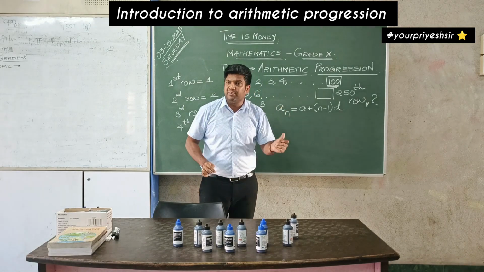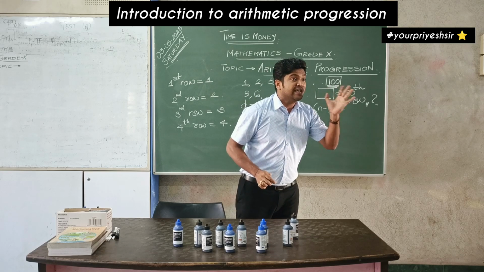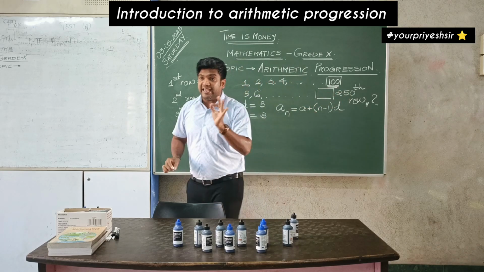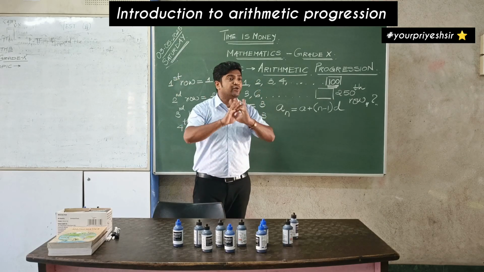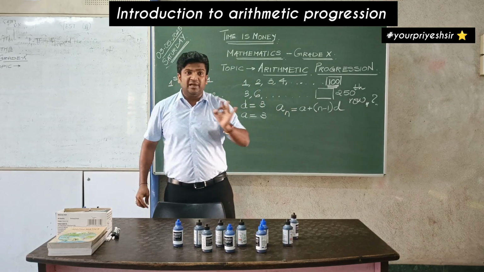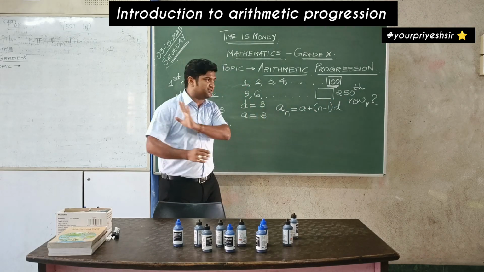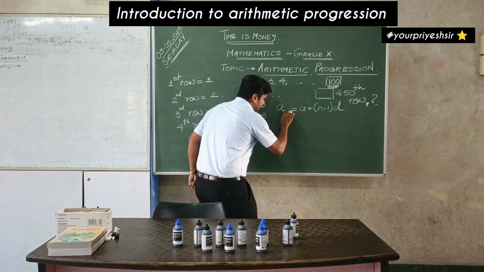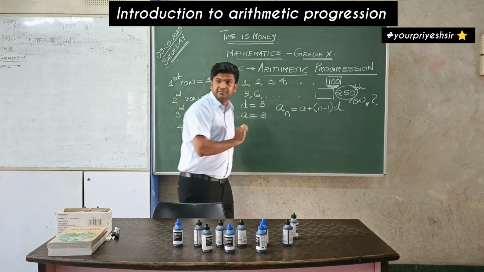AN is equal to A plus n minus 1 d. I want you to repeat this thrice. AN is equal to A plus n minus 1 d. Come on children, all loud enough. You're not doing anything. Loud enough. One more time. AN is equal to A plus n minus 1 d. Now let me introduce this formula to you. Here n means the position, that is 250.